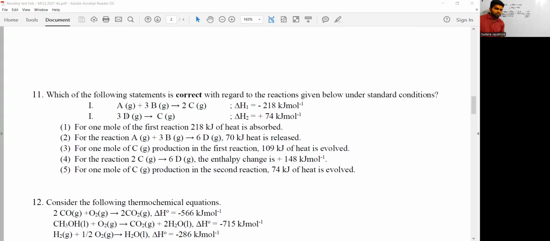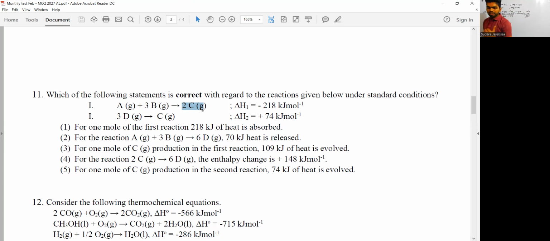The 1 and 2 both are wrong. Okay? Go to the third statement. It says for 1 mole of C produced in the first reaction. Okay, so it is for 2 moles of C, when they are asking for 1 mole of C. So if you want the 1 mole of C, you need to divide the equation by 2. So same thing will happen to our enthalpy change. So it should also be divided by 2. So it will become 109. It says 109 kilojoules of heat is evolved. Evolved means exothermic. Okay, now it is okay. So third answer is correct. Yeah, answer is answer 3.